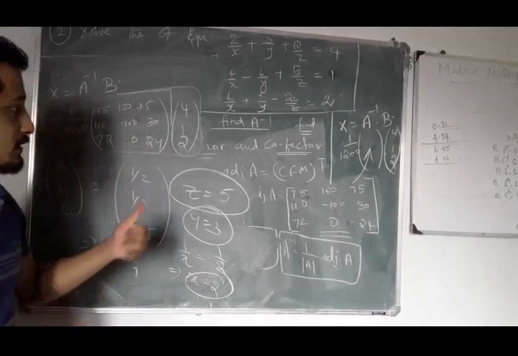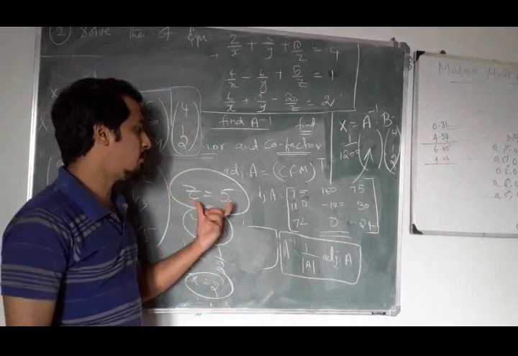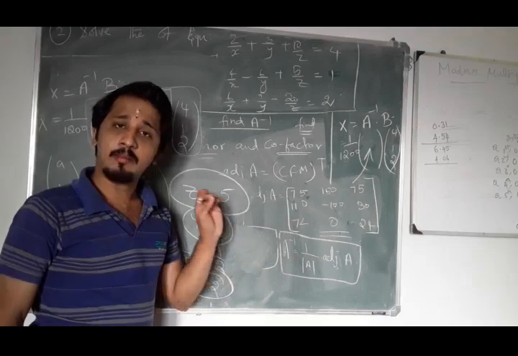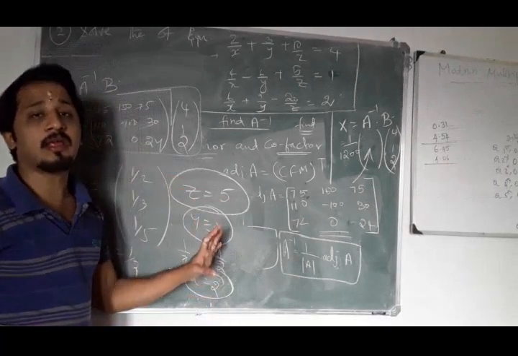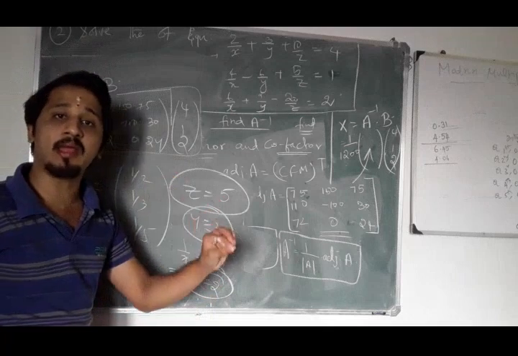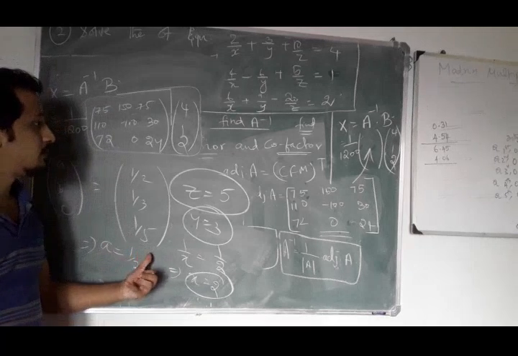Is it clear? Let's go through this. Practice, then only you will get to know where you made the mistake. Practice well. Minor and cofactor: be careful while taking the particular element for minor and cofactor. Is it clear? Go through this.